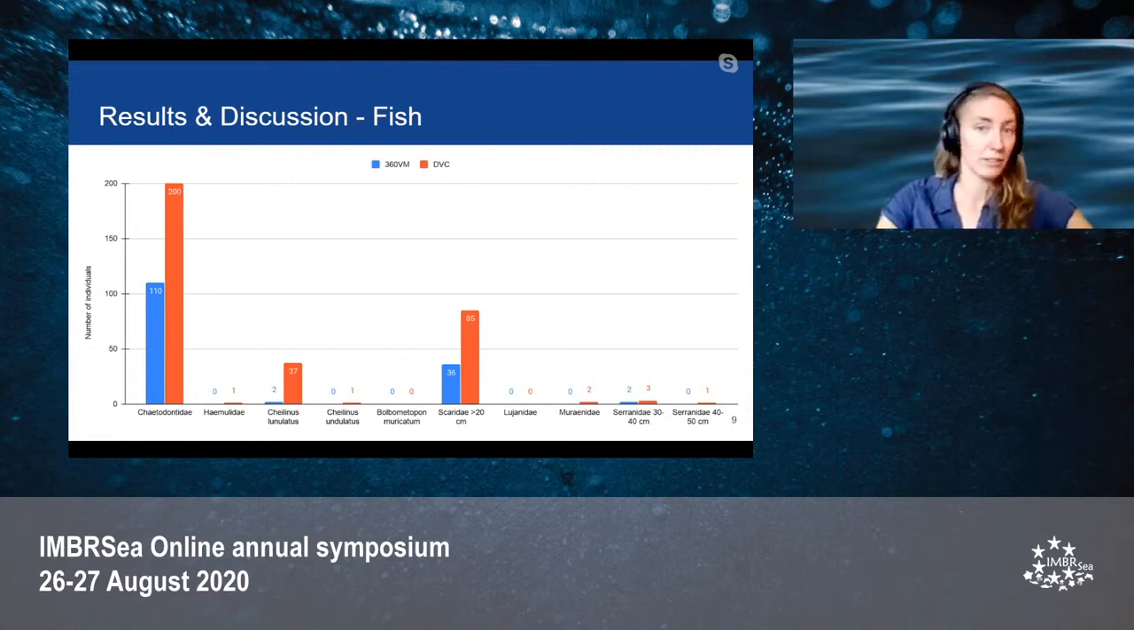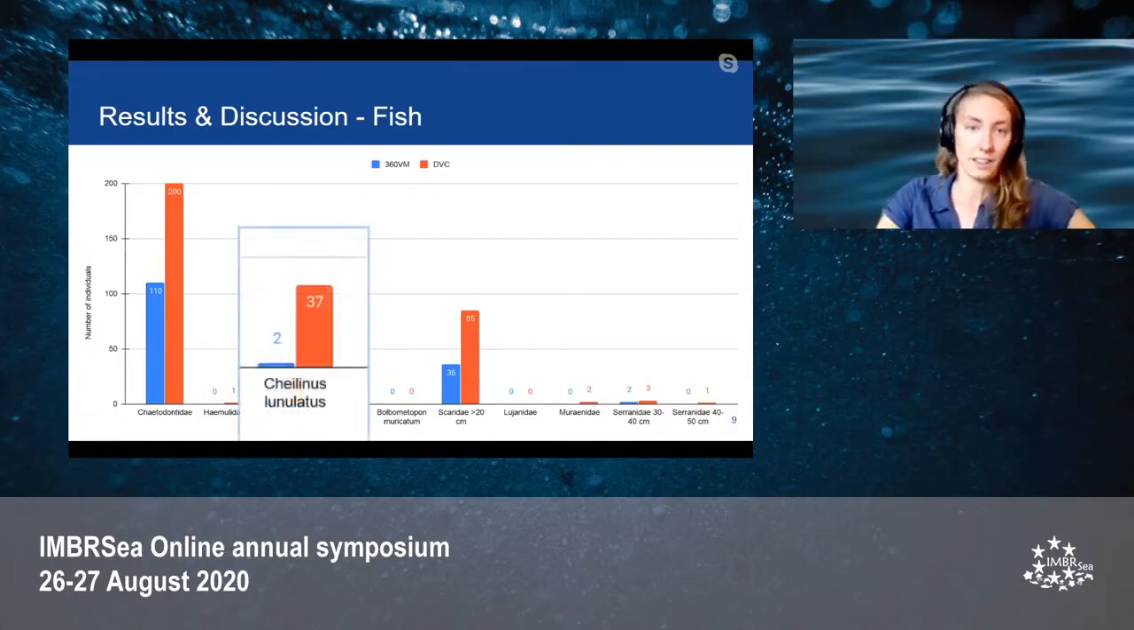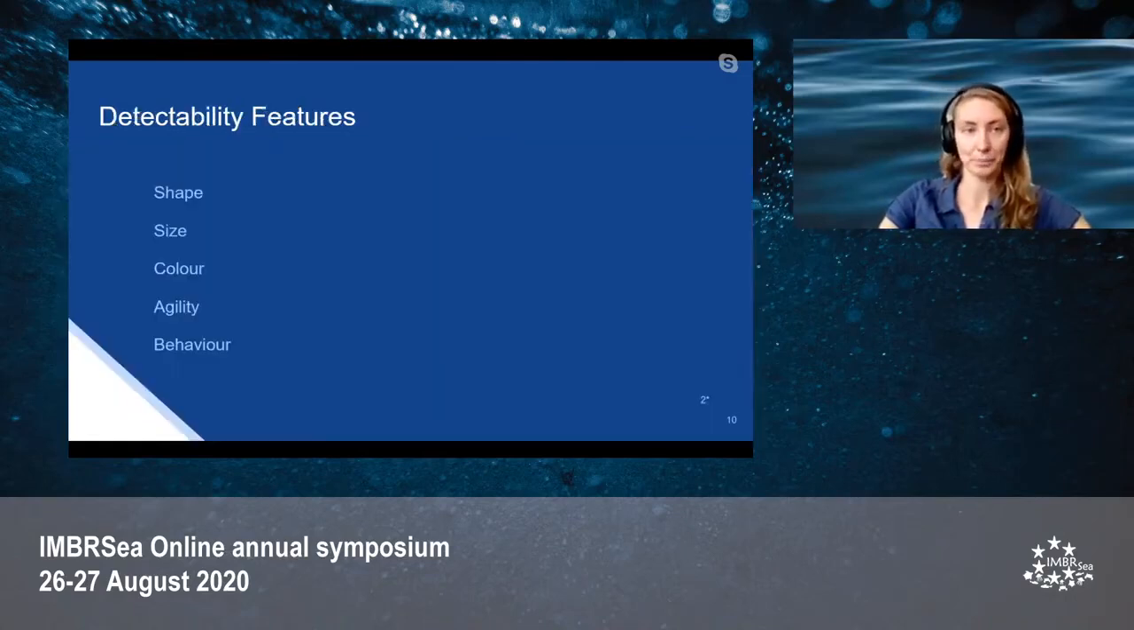However, when assuming that roughly only half of the fish was counted in 360 video monitoring compared to diver-based visual census because of the much shorter survey duration, there is still one curiosity, and that is the Halichoeres lunulatus, the broomtail wrasse, that was counted only 2 times with 360 video monitoring and 37 times by diver-based visual census. And I found that this might be due to the special detectability features that this species has.